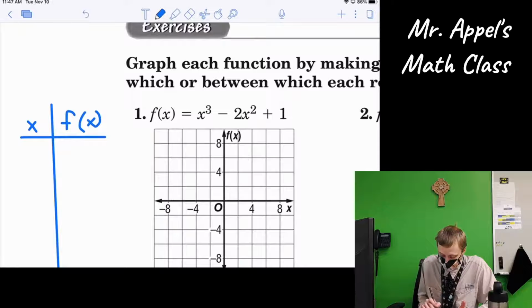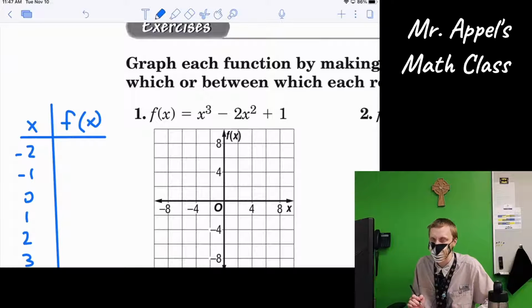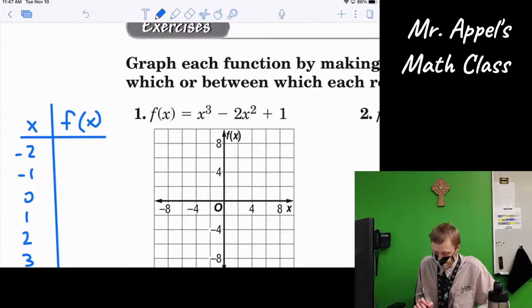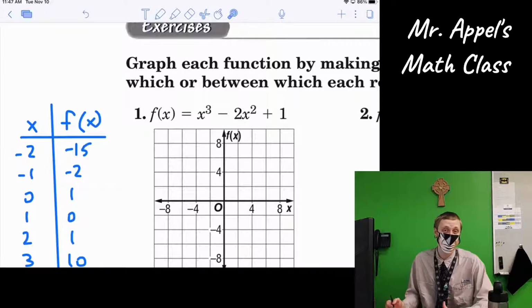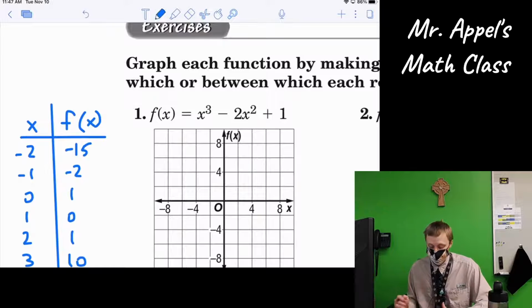So we'll grab -2, -1, 0, 1, 2, and I'm going to include 3. It looks like a good number. And that was -15, -2, 1, 0, 1, and 10. Do watch out when they do this thing to you where like 0, 1, 0, 1. Like, oh, shoot, make sure you keep those lined up properly and don't mix them up. All right.